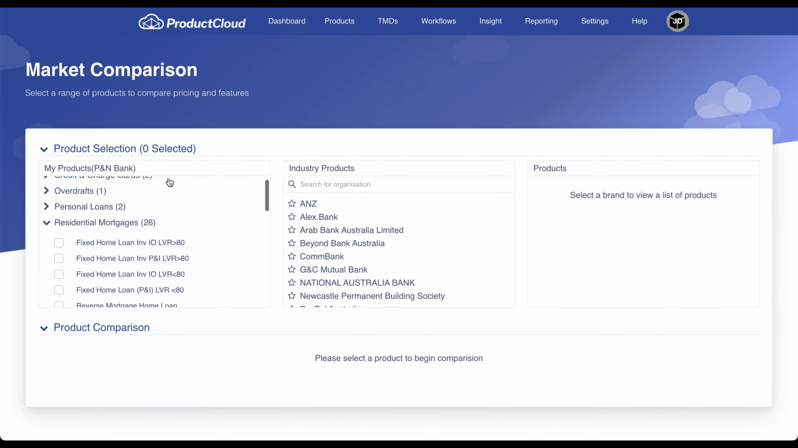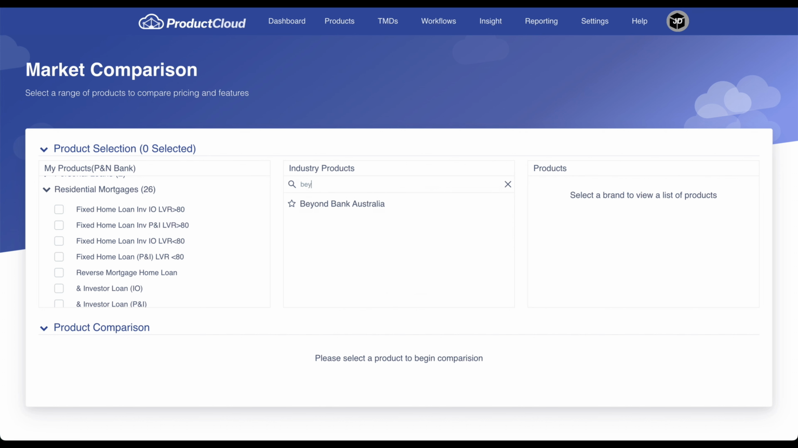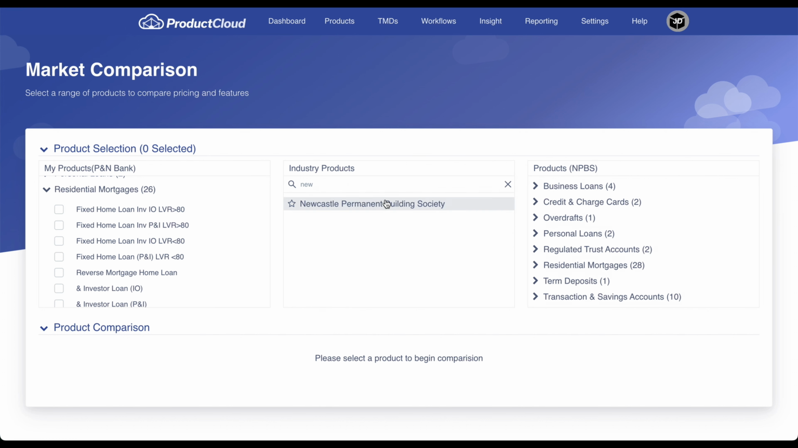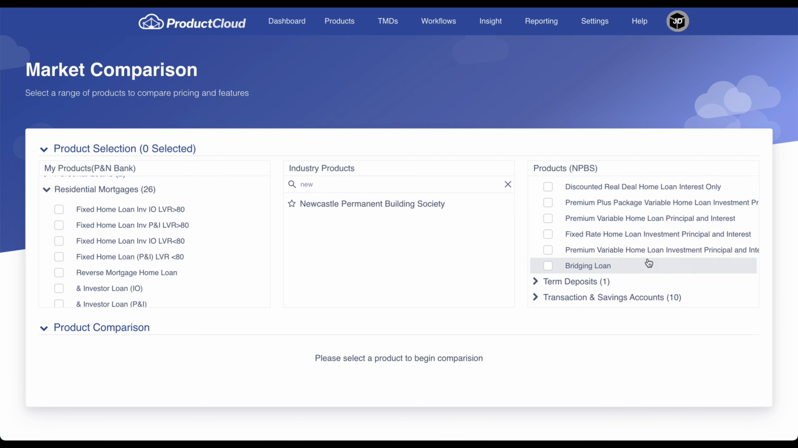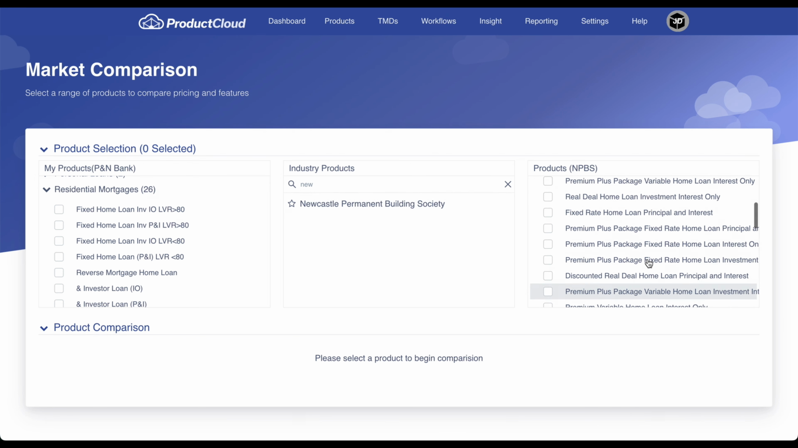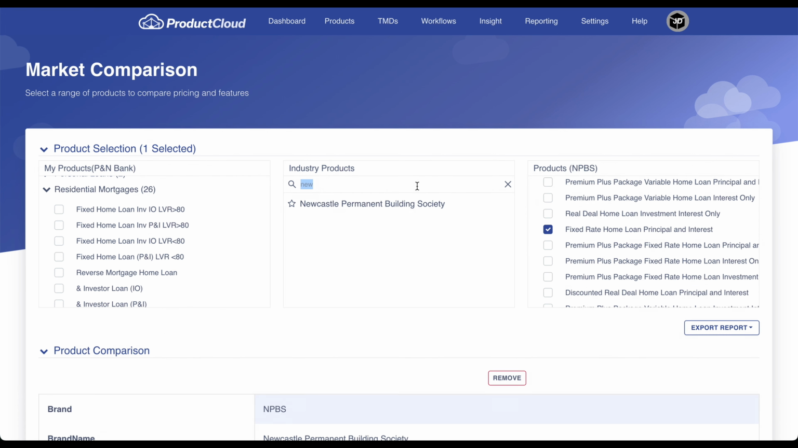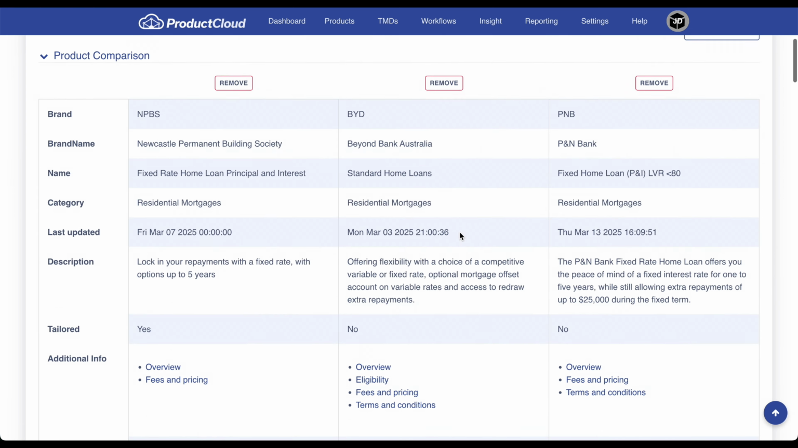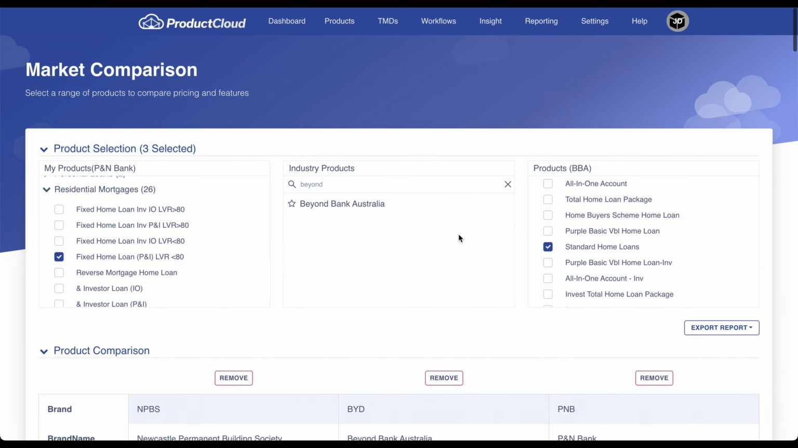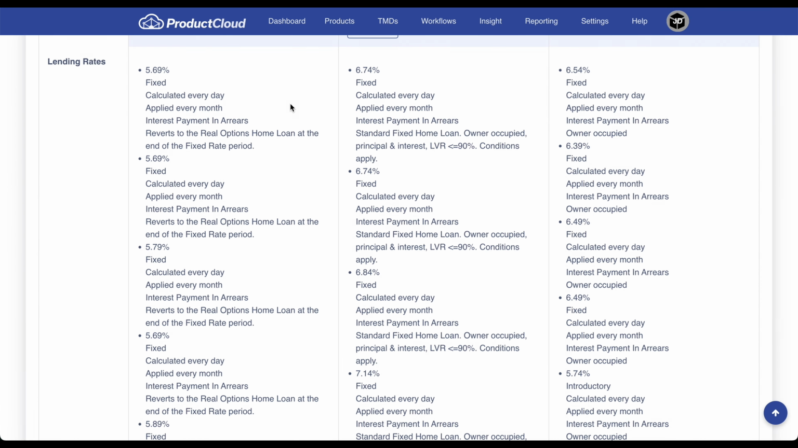I'll go into market comparison and I will get Beyond Bank up. I'll also get Newcastle Permanent. Quite a lot of options to choose from here, so if you want to have a look at a couple, that works. Let's have a look at their fixed rate, look at their standard home loans maybe, and compare. Now we can do a side-by-side comparison. You could be a little bit more careful to make sure that the products align exactly as you'd expect.